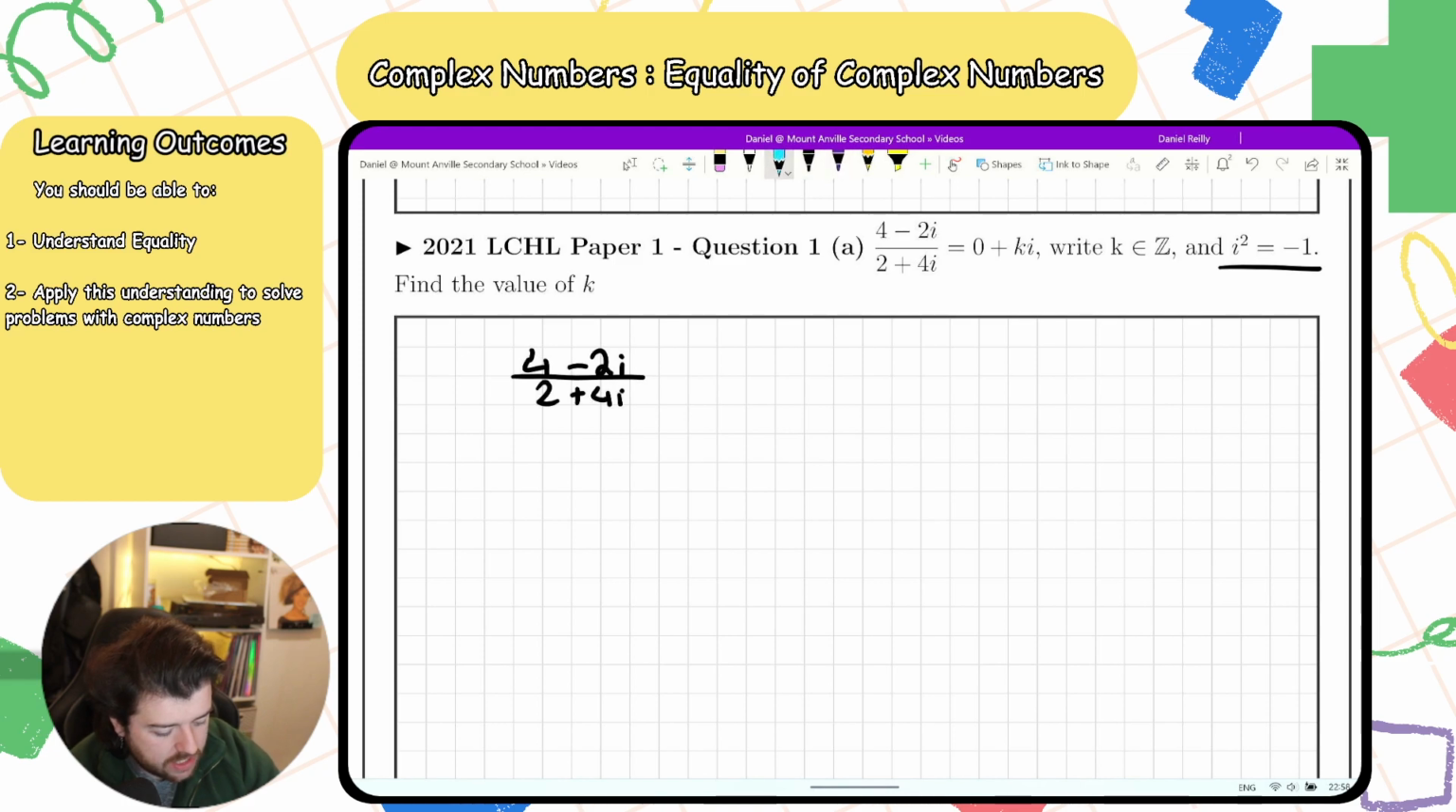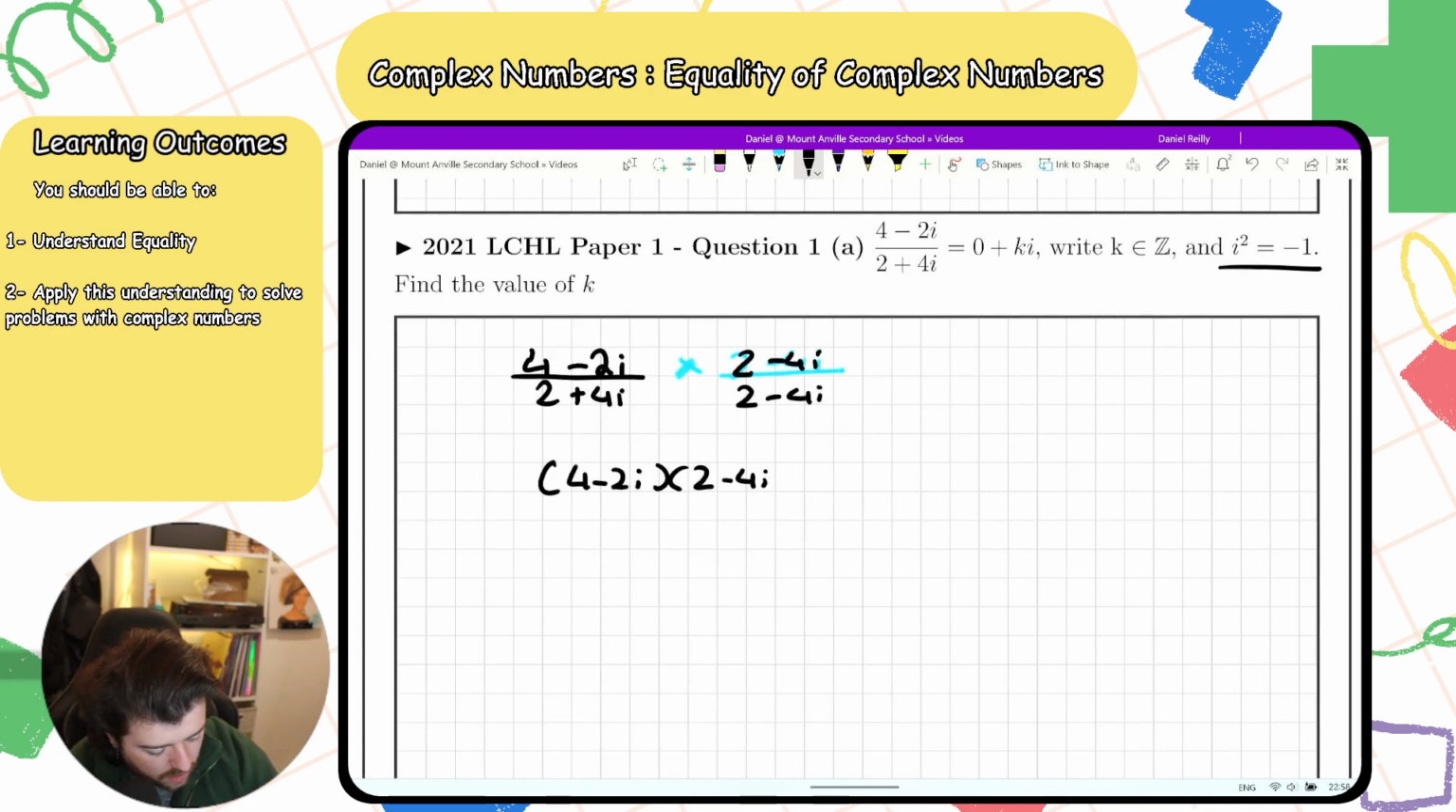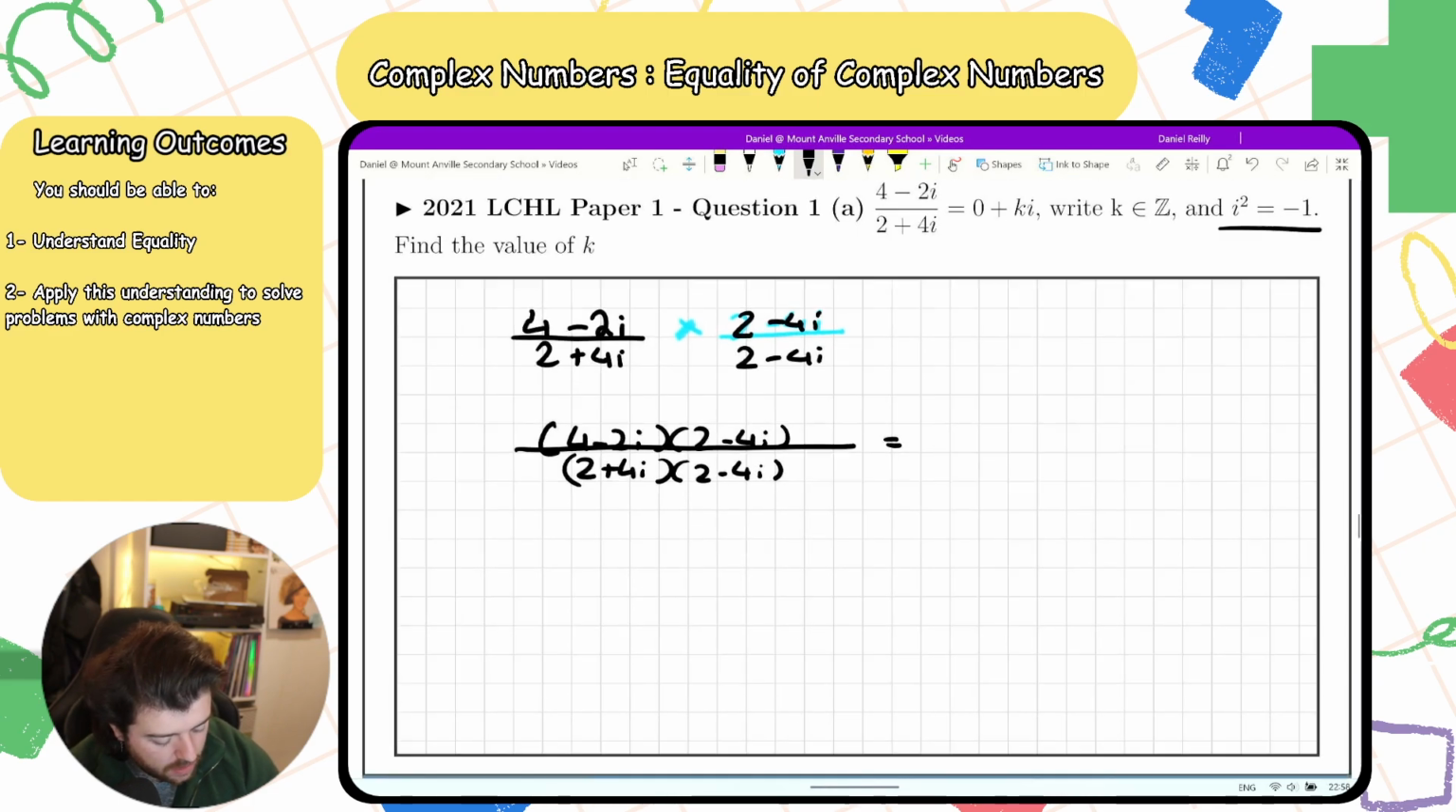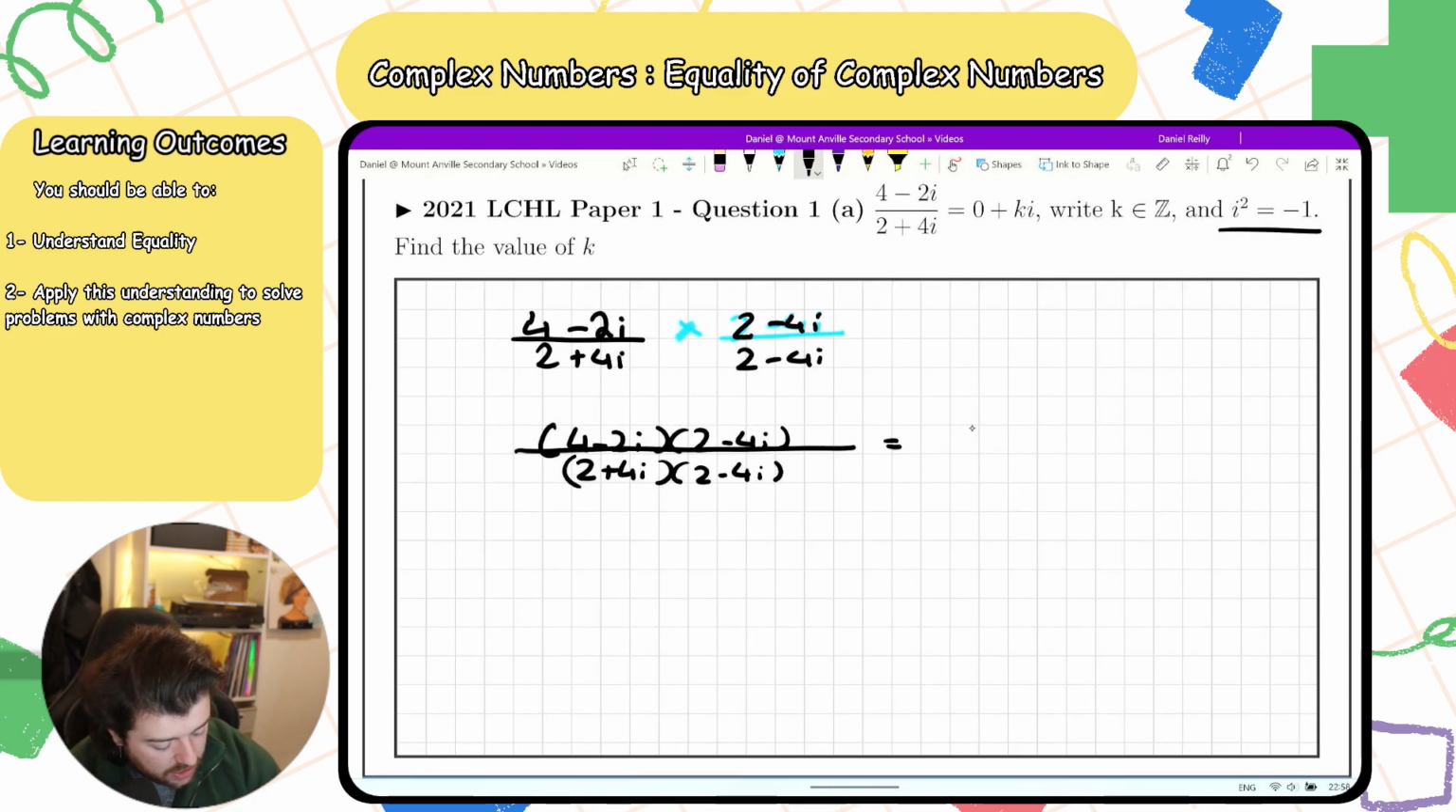Complex division, top and bottom. So multiply the top by the conjugate of the bottom here. So it's 2 minus 4i. Then multiply the bottom by 2 minus 4i. So I'm going to have 4 minus 2i times 2 minus 4i all over 2 plus 4i times 2 minus 4i. Multiply it out. 4 times 2 is 8.